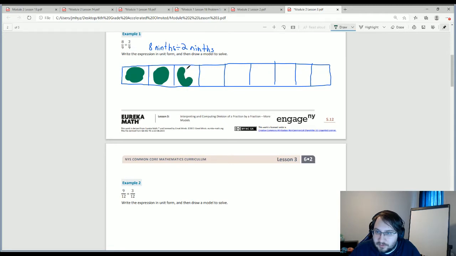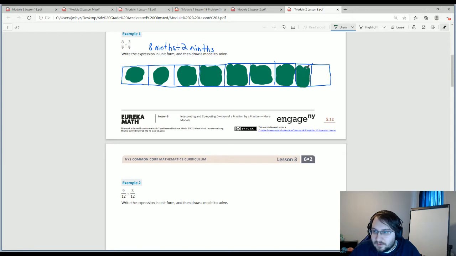1/9, 2/9, 3/9, 4/9, 5/9, 6/9, 7/9, 8/9. So I've split it into 8 whole 9ths. 8 of them.